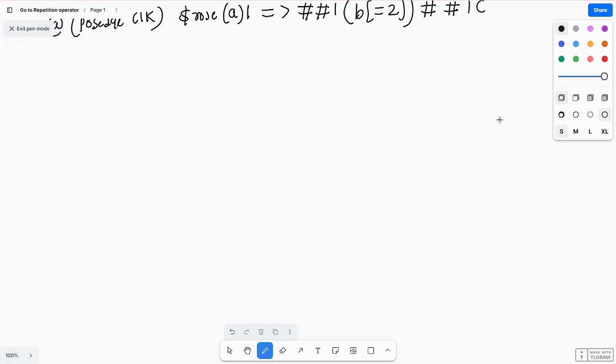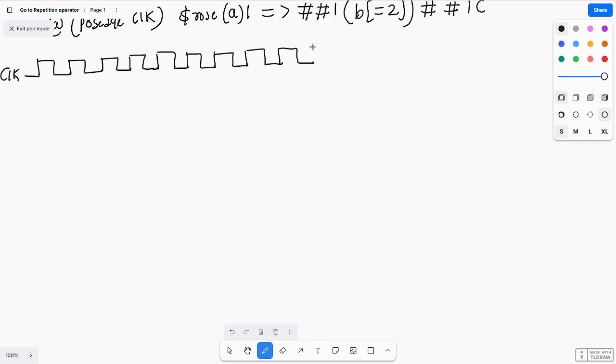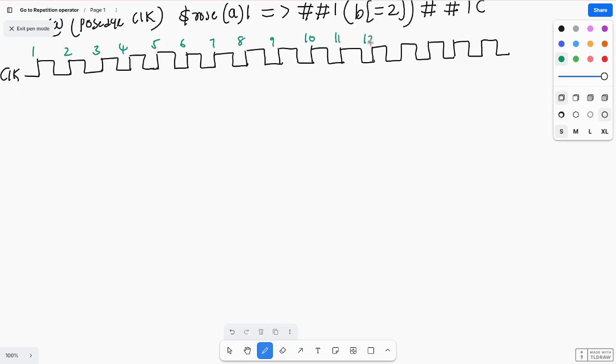So I'm drawing the clock. Let us take cycles 1, 2, 3, 4, 5, 6, 7, 8, 9, 10, 11, 12, 13, 14, 15, 16, 17, 18, 19, and 20.